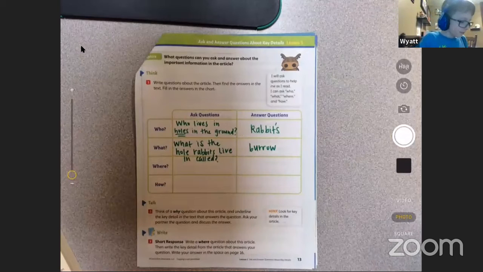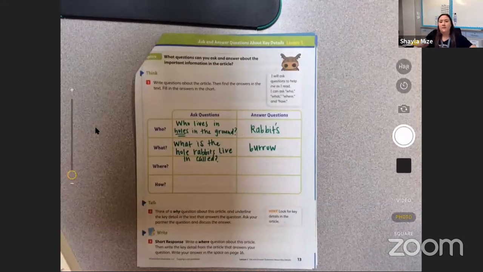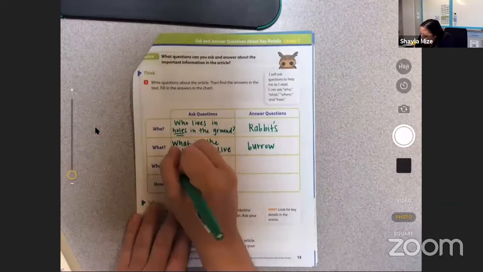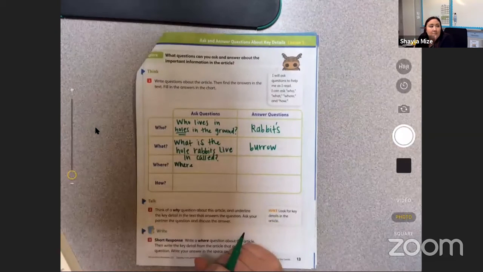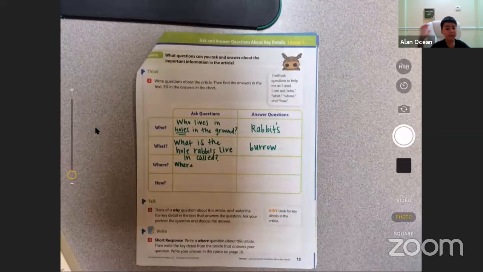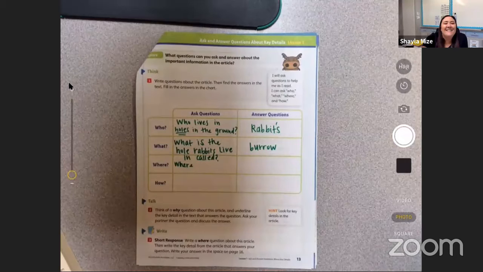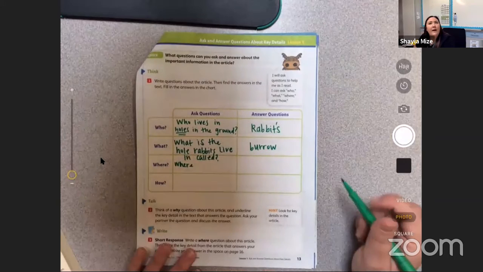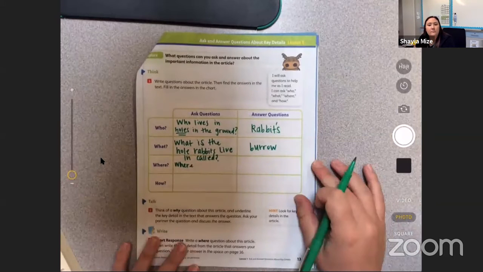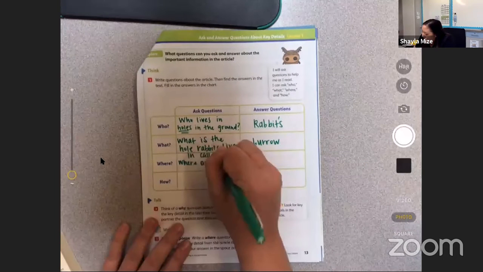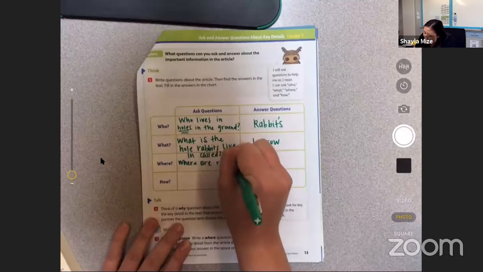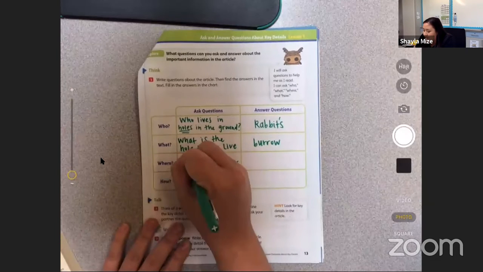I need blue hands. Alan, thank you for the blue hand. What is your where question? Did you want to share, Alan? I was kind of raising my hand and I forgot to take it off on the what. No worries. Jane, thank you for the quiet hand. What is your where question that you asked? Where is the home? Where are rabbits' homes? Or where do they live?